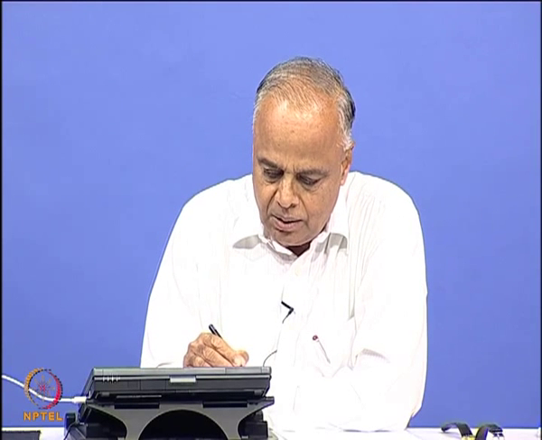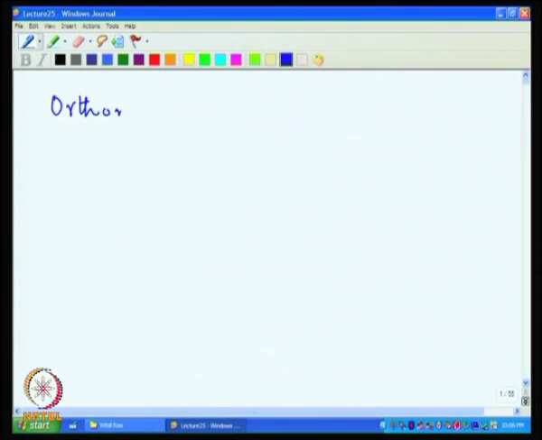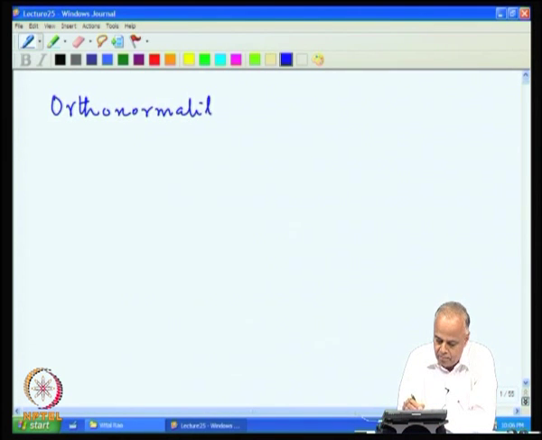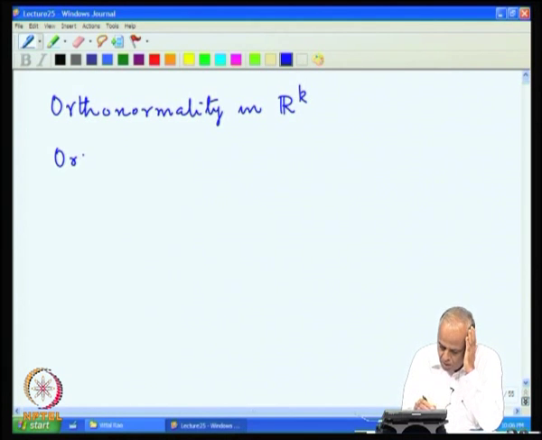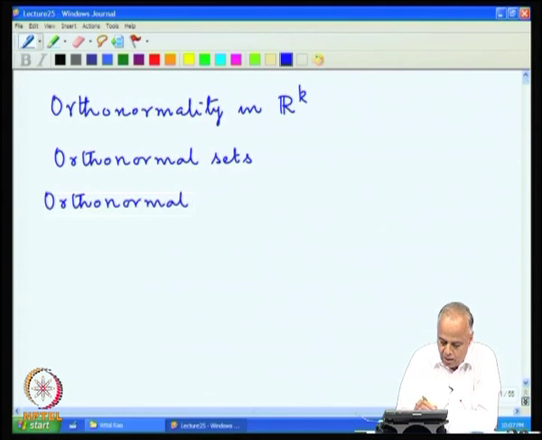We have been discussing the notion of orthonormality in the space R^k. We looked at the notion of orthonormal sets, that is, sets in which any two vectors are orthogonal to each other and every vector has length one. Then we looked at the notion of an orthonormal basis.